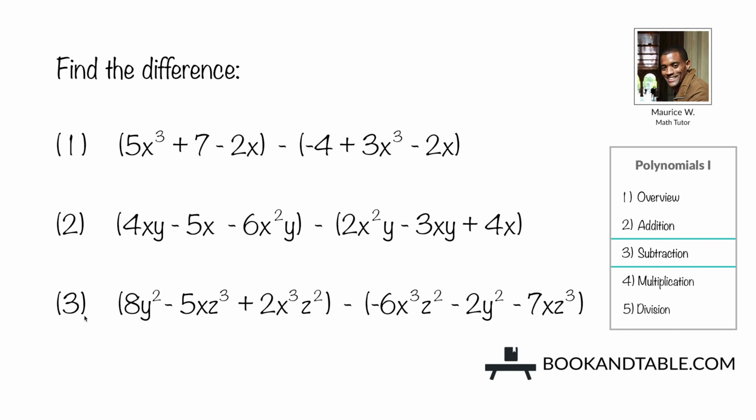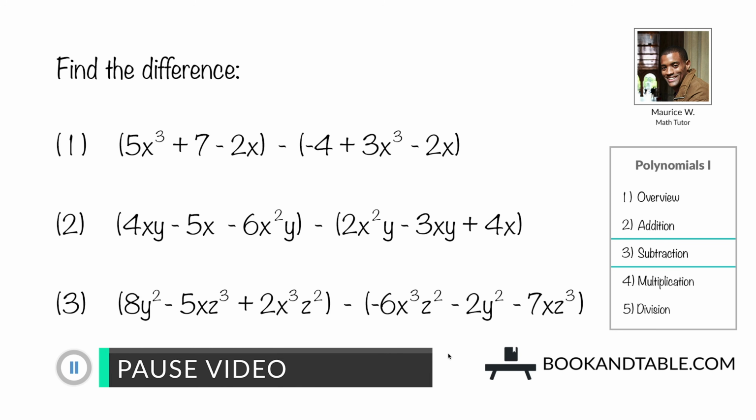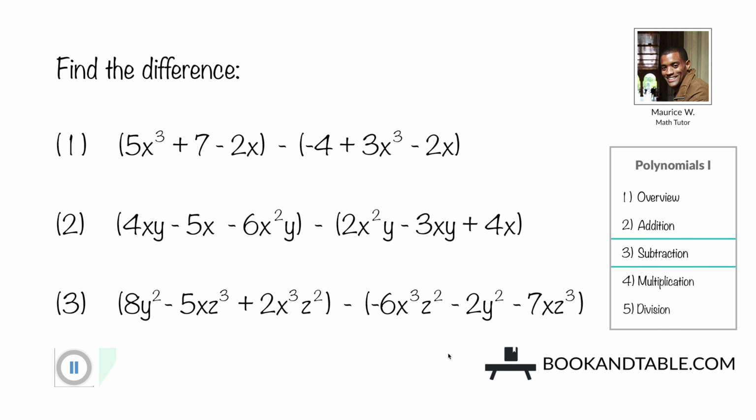In question number 3, find the difference of 8y squared minus 5xz cubed plus 2x cubed z squared minus -6x cubed z squared minus 2y squared minus 7xz cubed. Pause the video, answer these questions, and then press play when you are ready to begin.